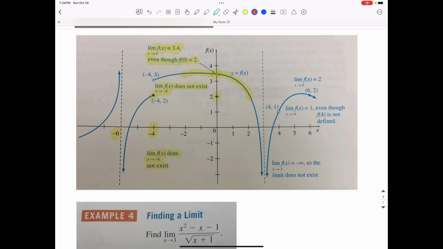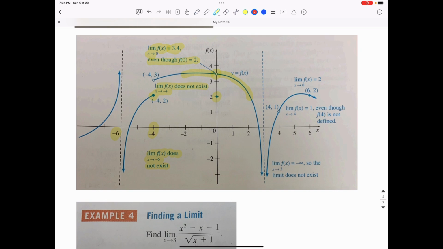Notice that we do have a dot there when x is 0, where f of x is actually 2. So even though f of 0 equals 2, the limit as x approaches 0 is actually 3.4.